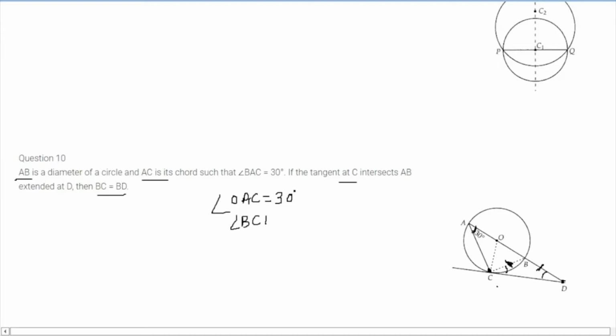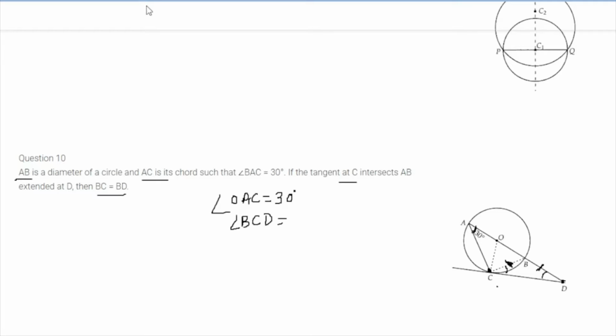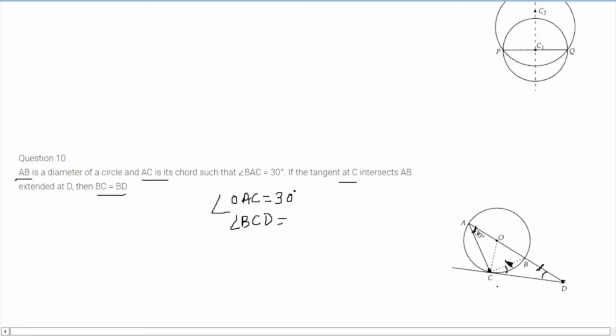See, BC is the chord to the circle and CD is the tangent to the circle. So angle BCD will be equal to angle OAC. These two angles will both be equal because the angle between a tangent and a chord is equal to the angle made by the chord in the alternate segment. So angle BCD will be 30 degrees.